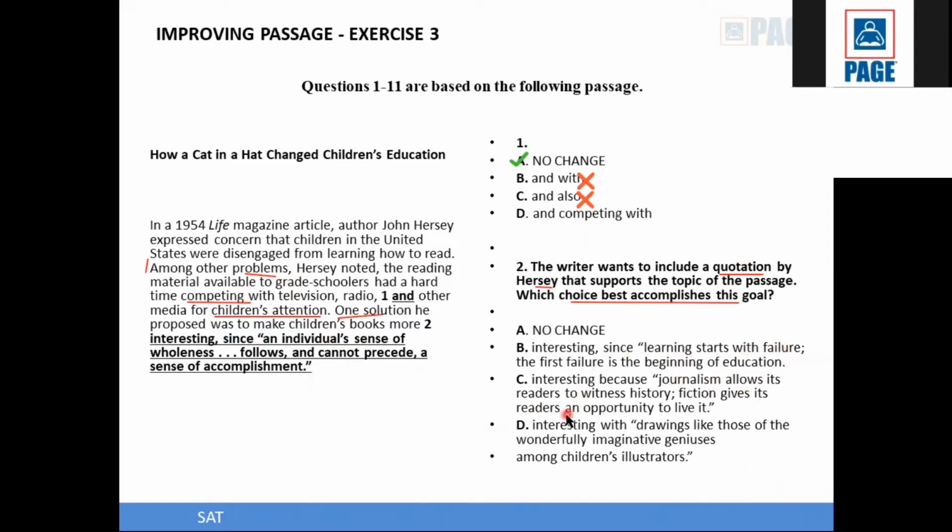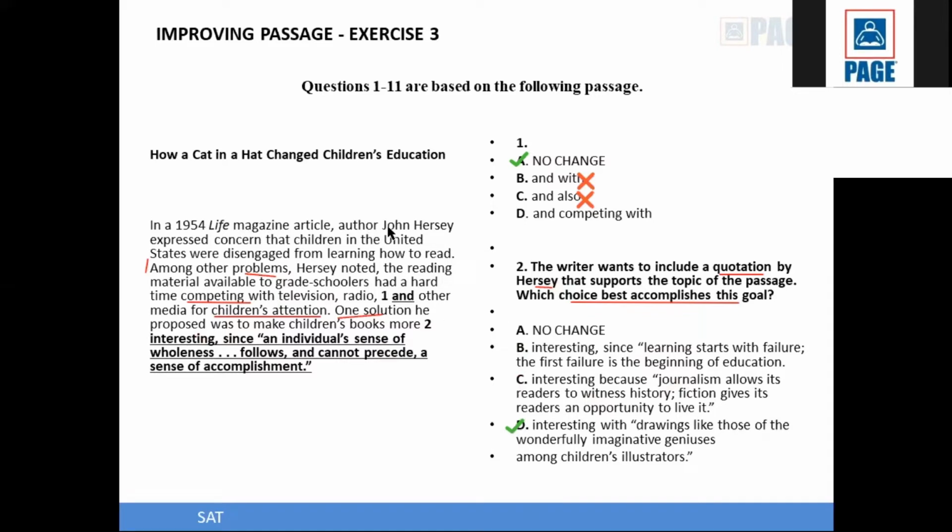"Journalism allows its readers..." This doesn't create any confusion for us, because we do not know who this person is. Hershey is an American journalist, so Americans easily know that. They think he's a journalist and maybe they're talking about journalism. But we just look at the reading passage as a passage, and they're talking about children. So the best option would be not C, yes, D, because they're talking about children.